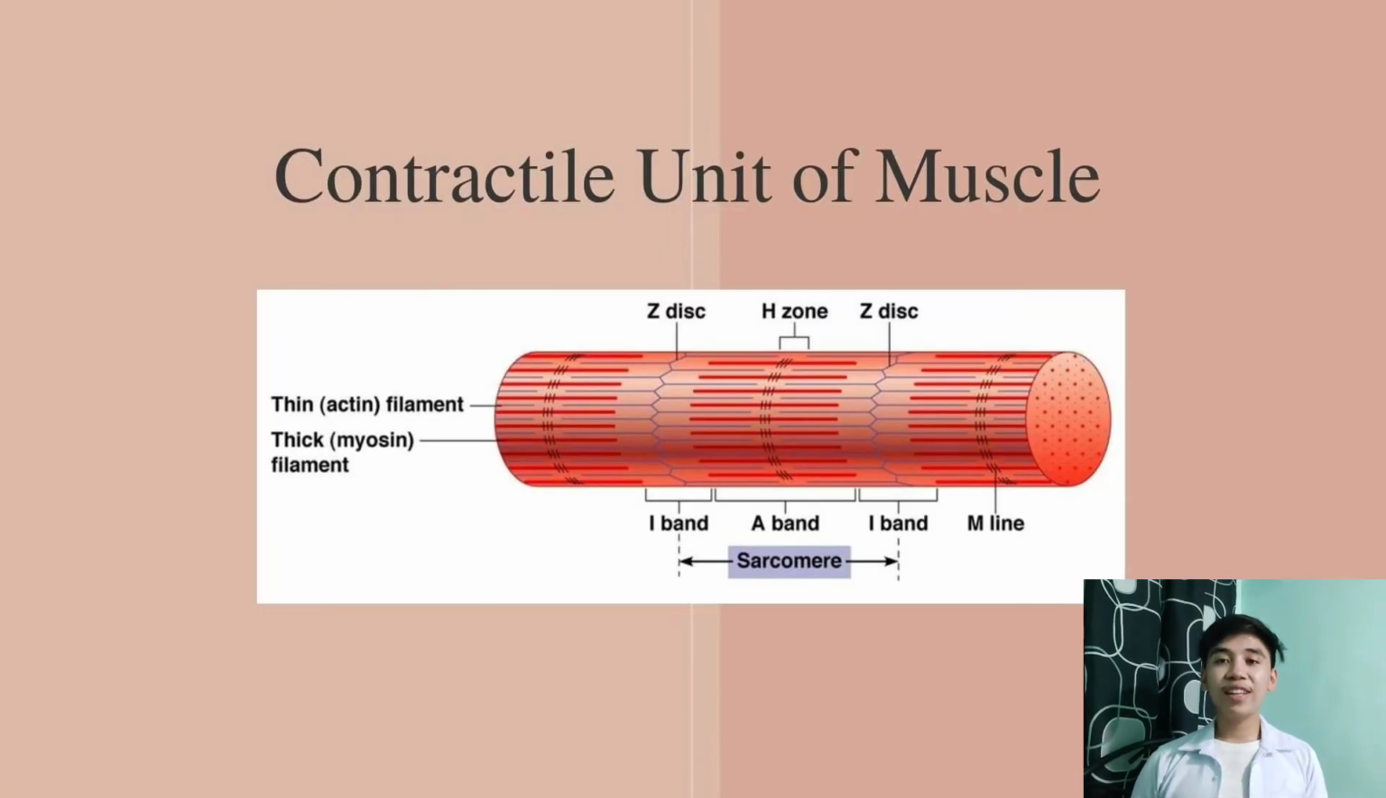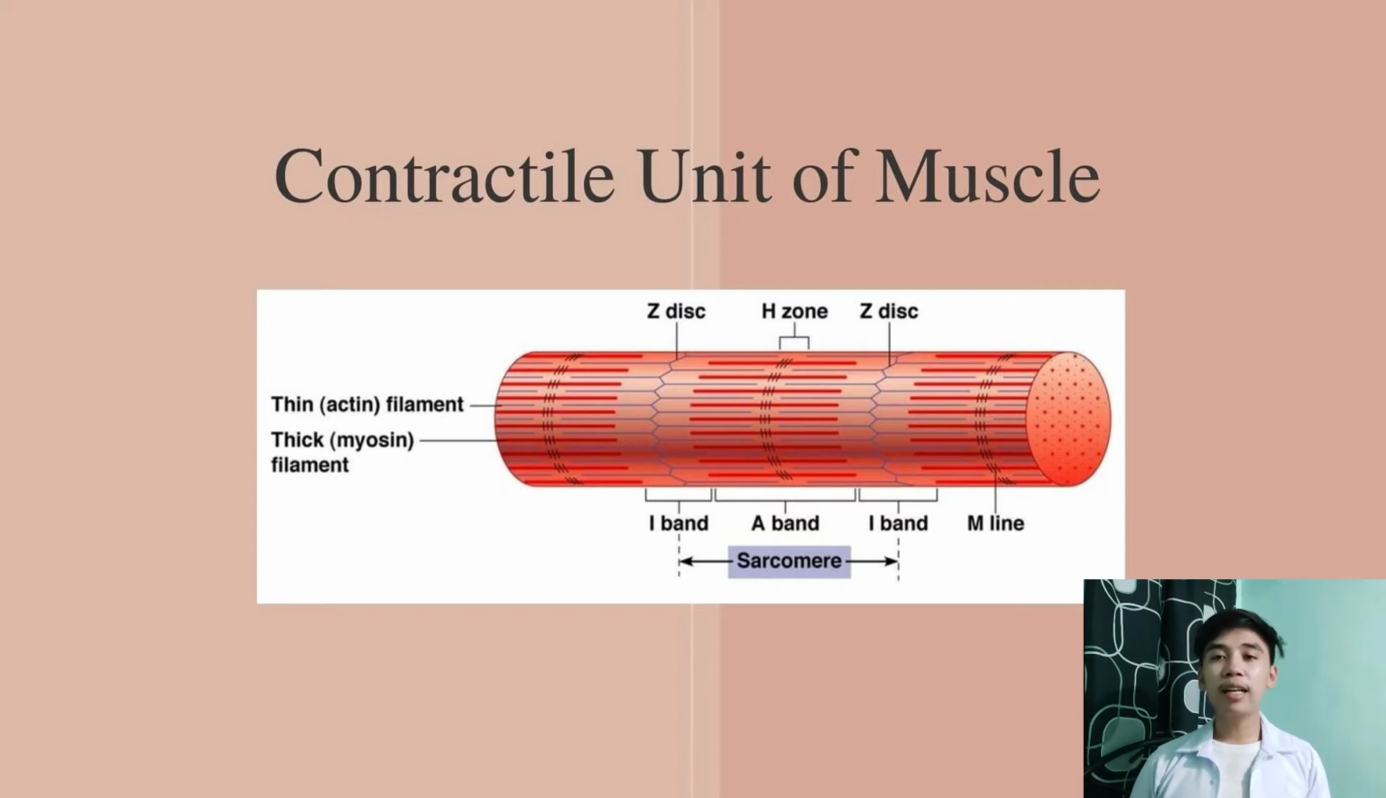You can see on the screen the contractile unit of the muscle, or a myofibril, that can be found in a skeletal muscle cell, where it has a thin and a thick filament. The thin filament is called the actin filament, which is the color blue, and the thick one is called the myosin filament, which is the color red.